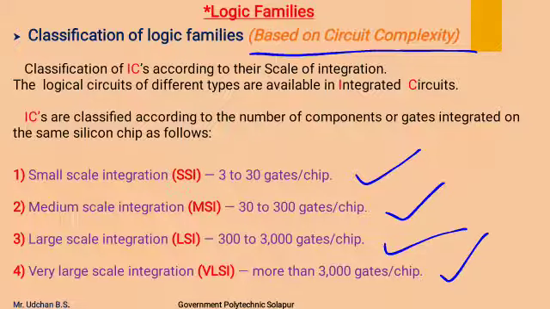In this manufacturing technique, more than 3000 gates are used over a single silicon chip, and the examples under this category are high capacity memories and microprocessors. This is how the classification can be done based on the number of logic gates or components used on a single silicon chip.